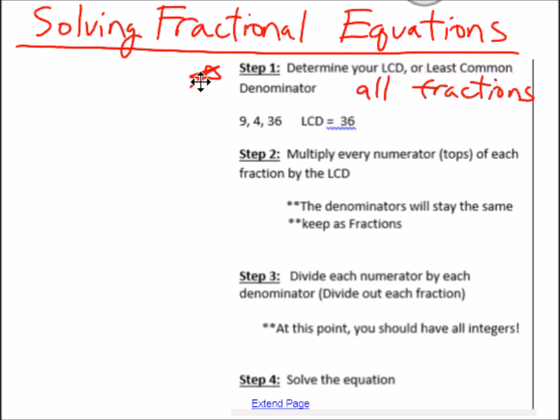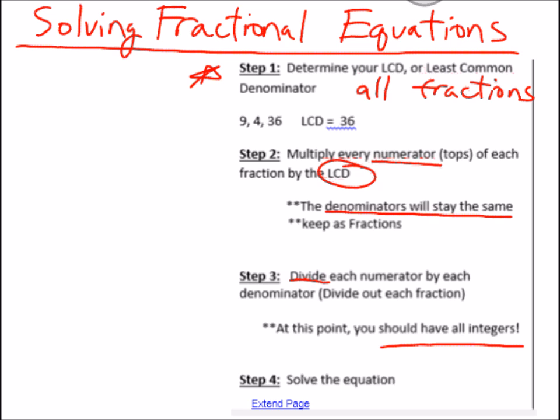The second step is you're going to multiply every numerator, and that's how you multiply a number to a fraction, because you write that number over 1, of each fraction by the least common denominator. At this second step the denominators will stay the same. Only the numerators will change. In our third step we're going to divide each numerator by each denominator. At this point our fractions will eliminate themselves and we should be left with integers. And finally the fourth step is to solve the equation.